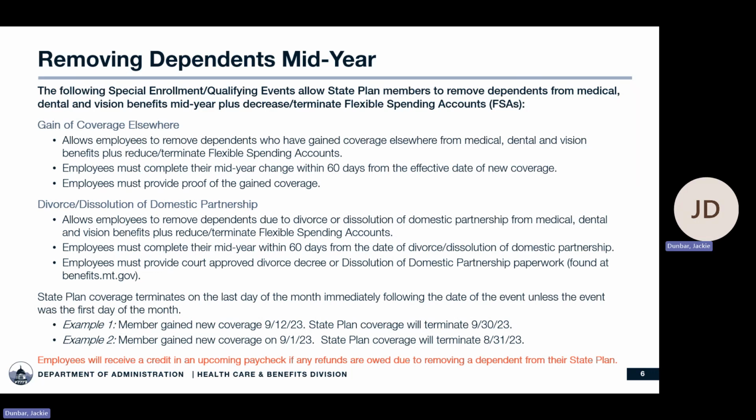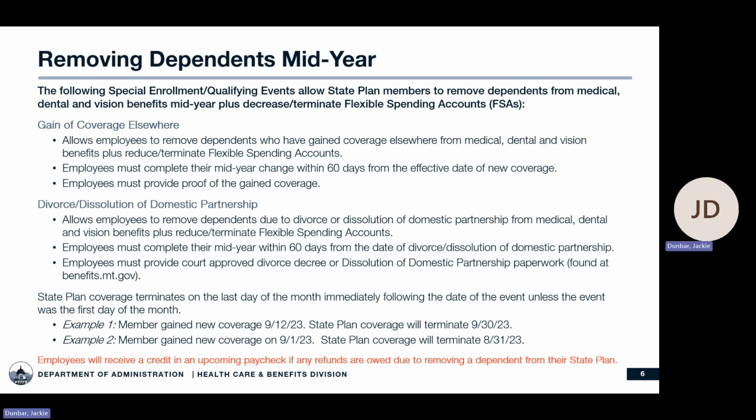Employees must complete their mid-year change within 60 days from the date of the divorce or dissolution of domestic partnership. Employees must provide a court-approved divorce decree or dissolution of domestic partnership paperwork found on our website at benefits.mt.gov.